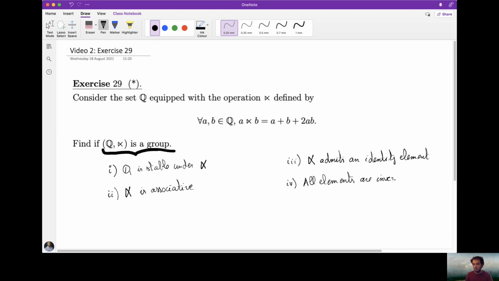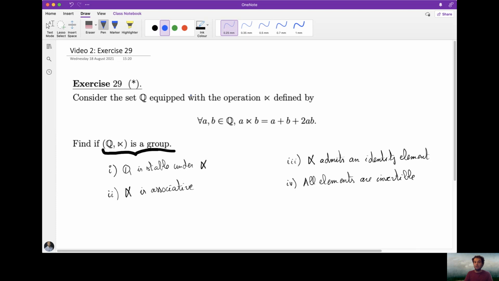So these are the 4 properties that we need to check, and it suffices to show that one of them is not satisfied to show that Q equipped with this operation is not a group. So the first thing you need to do before starting any computation is try to assess out of the 4 properties which ones are the easiest to check and which ones are the most complicated, so you end up with the most complicated one. In case one of them is not satisfied, you finish the exercise.